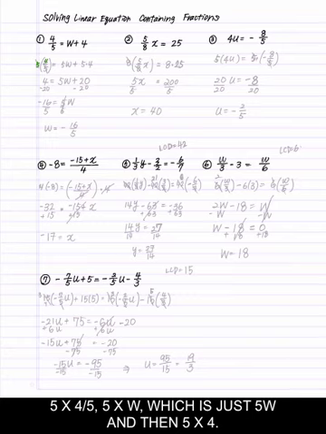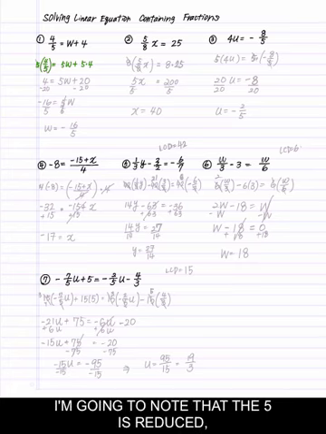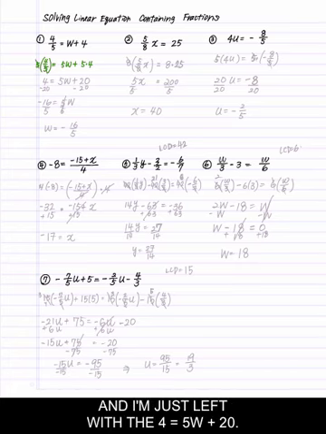5 times the 4/5. 5 times w, which is just 5w. And then 5 times 4. Now on the left-hand side, I'm going to note that the 5's reduce. That's like 5 over 1 divided by 5, and I'm just left with a 4. Equals 5w plus 20.